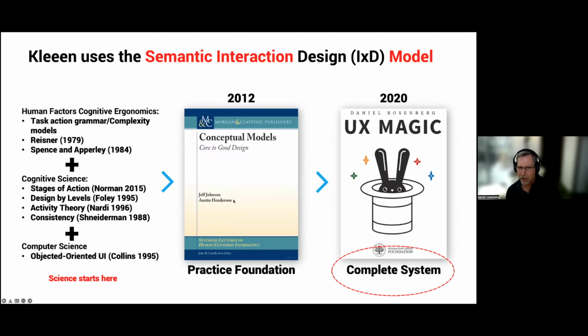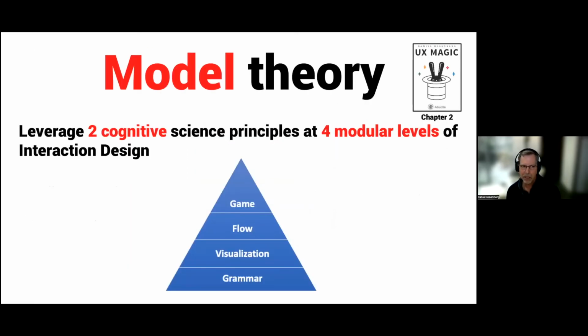Both Jeff and Austin were on the original Xerox PARC team that invented the graphical user interface 35 years ago. In my book, I codify it to a much more sophisticated system that looks at semantics at the grammar level, the visualization level, the flow level, and also how to apply game theory to incentivize users to do certain tasks and flows instead of others.